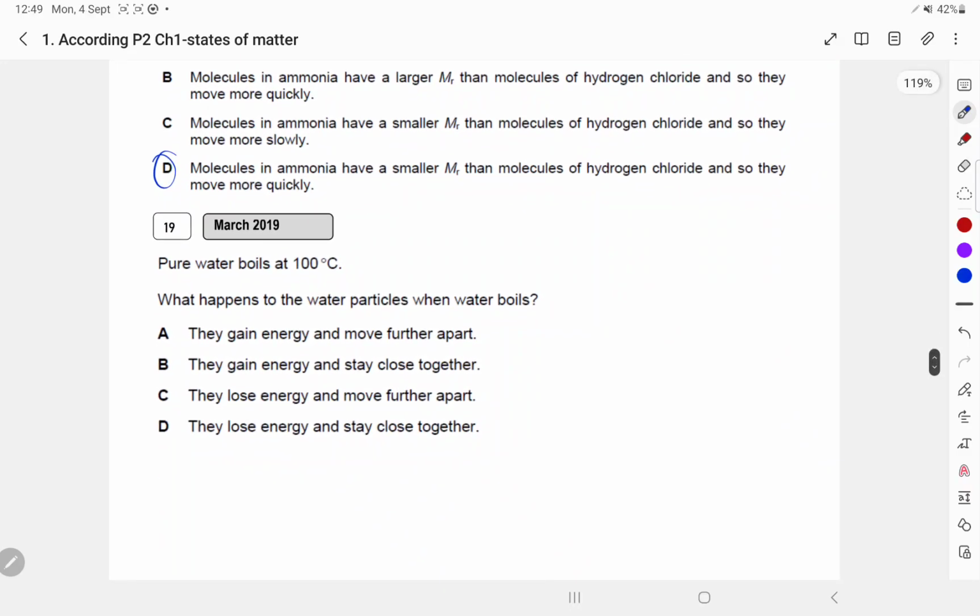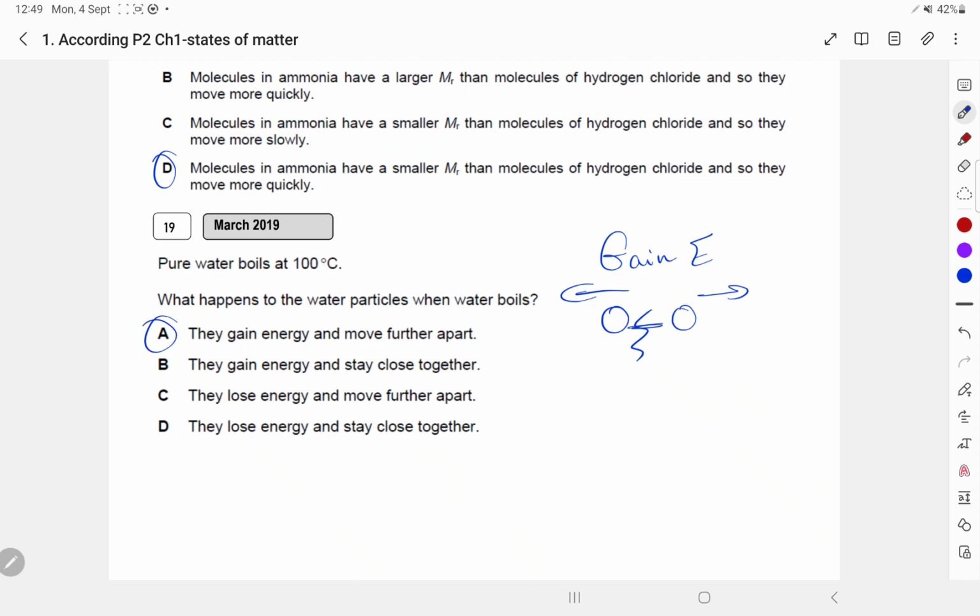Pure water boils at 100. What happens to the water particles when they boil? Actually, when we boil any liquid, the particles will gain energy. The particles will move further apart from each other. The attractive forces will be broken, will be weaker, and the particles will be arranged more randomly than before.